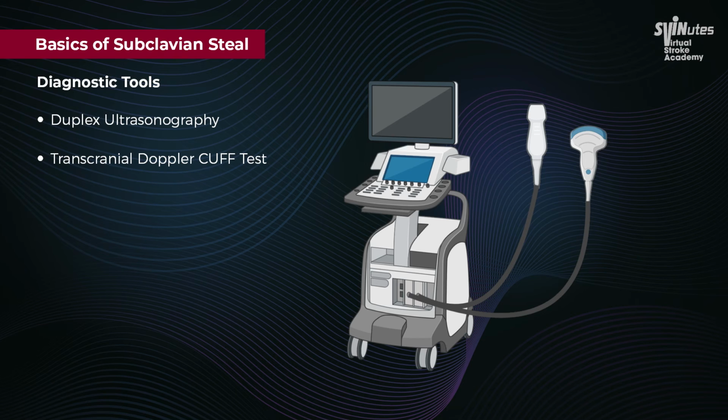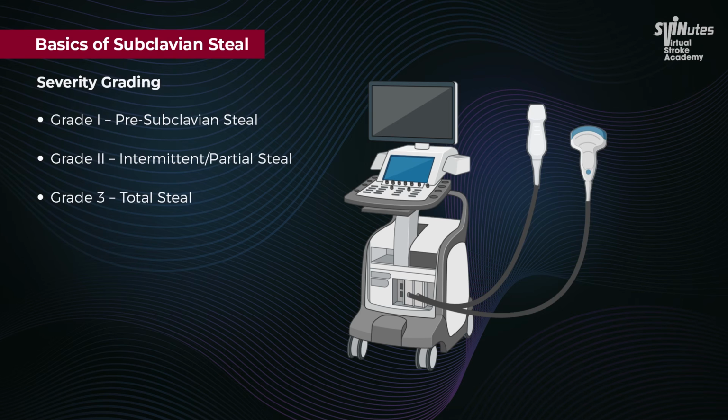Transcranial Doppler cuff testing can help to assess vertebral artery flow reversal, either spontaneous or induced. To identify those patients at risk of induced flow reversal, a blood pressure cuff is placed on the symptomatic arm, inflated to a pressure significantly above the systolic blood pressure for a few minutes, and during cuff inflation and deflation, the TCD monitors the blood flow velocity in the ipsilateral vertebral artery, looking for a change in the direction from antegrade to retrograde flow. Commonly, the severity of subclavian steal is classified into 3 grades. Grade 1, pre-subclavian steal, Grade 2, intermittent partial steal, as well as Grade 3, which is total steal.